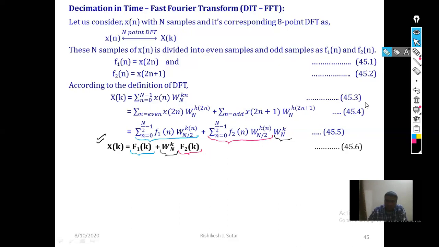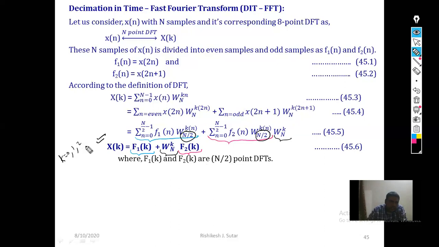So as it is f1 of k, you can see here that f1 of k is having here n by 2, and f2 of k is having here n by 2. So f1 of k and f2 of k both are n by 2 point DFT. So I should write somewhere that f1 of k and f2 of k are n by 2 point DFT. So as it is n by 2 point DFT, its k runs from 0 to n by 2 minus 1. So if n is equal to 8, n by 2 is 4, and 4 minus 1 is 3. So k runs from 0 to 3 for this f1 of k and f2 of k.